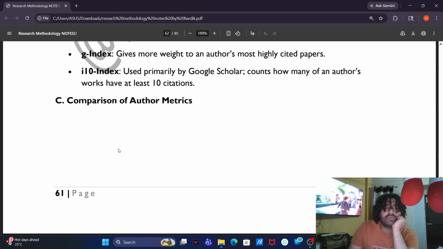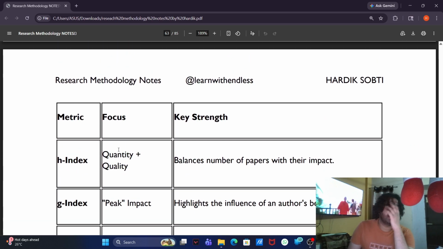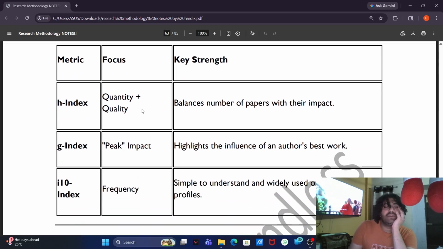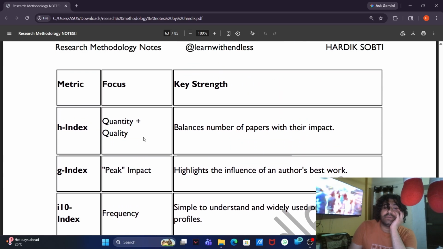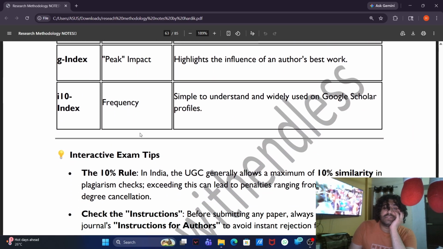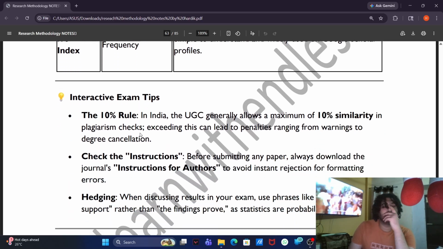Next topic, comparison of author metrics. Metric type, h-index: its main focus is quantity plus quality. Key strength: it balances the number of papers with their impact. G-index: peak impact, it highlights the influence of an author's best work. i10 index: its main focus is frequency. It is simple to understand and widely used on Google Scholar profiles.